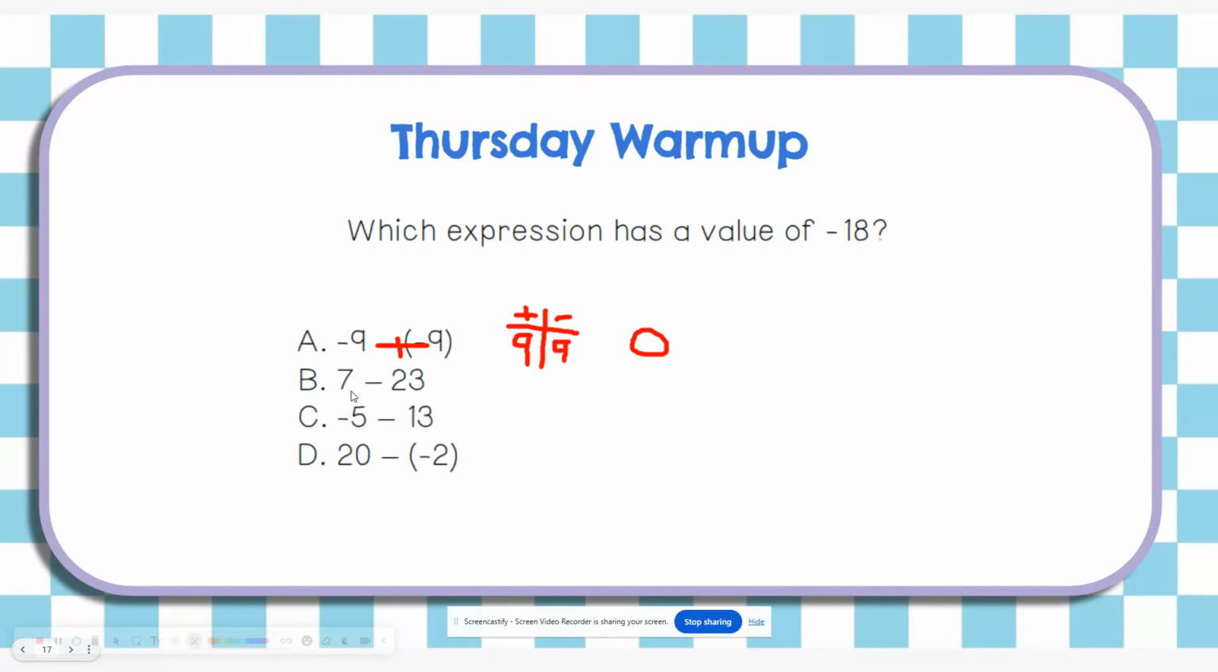So that's not it. Let's see, this one, I'm going to make my scoreboard over here for B. So I see I have a 7 for the positive team. And then remember, since there's a minus sign in front of the 23, that counts for the negative team. So there's my scoreboard. You subtract the scores, you can see the negative team wins by 16. So that's -16.